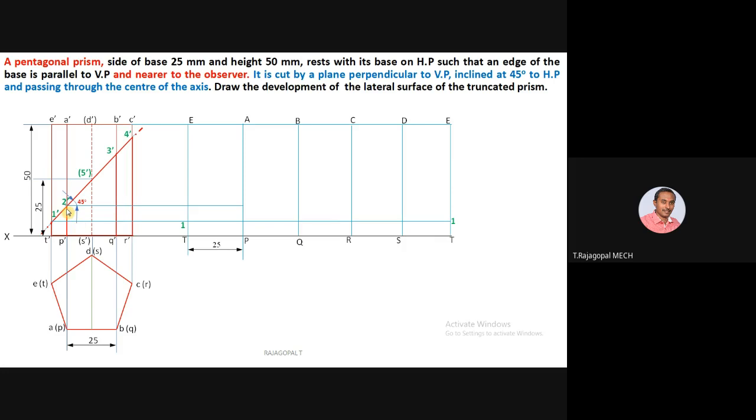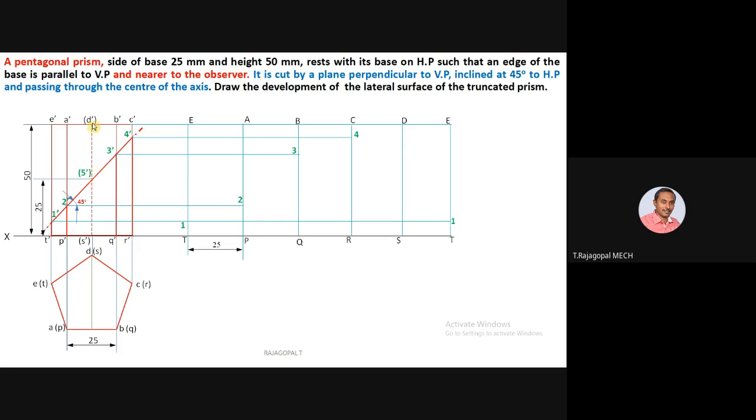Next cutting point of the section plane, 2 dash, lies on A dash P dash, AP. So you can draw a line parallel to XY until it meets AP. Make it 2. From the third cutting point you can extend. It is on B dash Q dash. On BQ we can mark 3. What about 4 dash? It is on C dash R dash. You can extend a line until it touches the longer edge C. Make it 4.